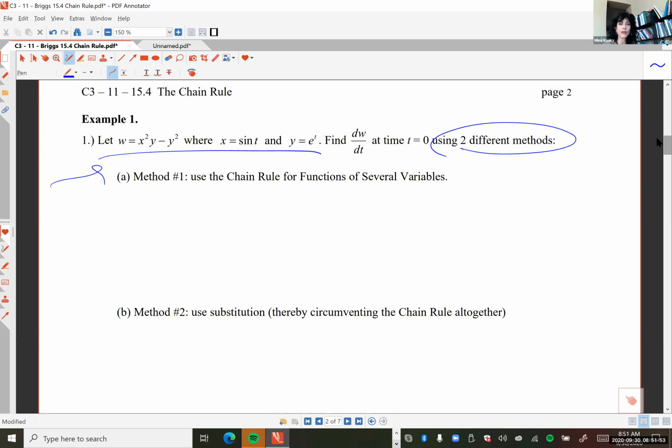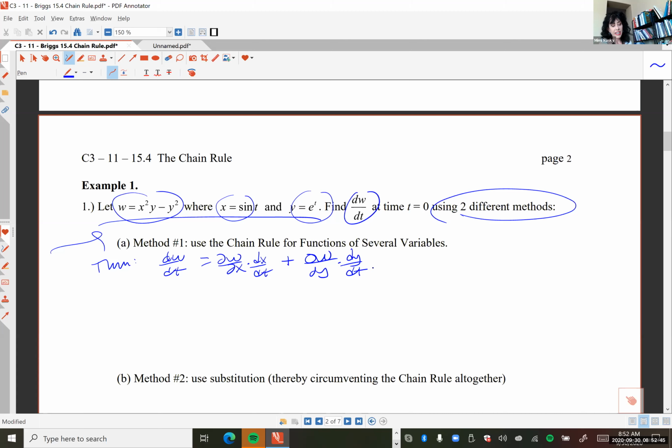So if you use method one, the theorem says this is how you're going to get dw/dt. That's what they want. You're going to first find the partial of w with respect to x. Then you'll multiply it with the derivative of x with respect to t, plus the partial of w with respect to y times the derivative of y with respect to t. So we're going to do this in slow motion, and at the end we have to back substitute. And at the very end, we'll evaluate at t equals 0.